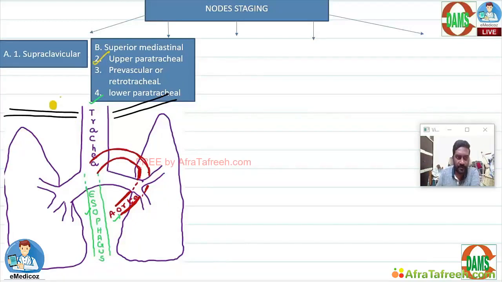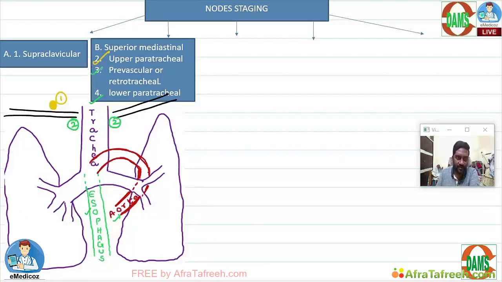So these are supraclavicular, for example. Now let us see upper paratracheal. So this may be like this. So upper paratracheal: in the upper portion of the trachea, around the trachea, they can exist.